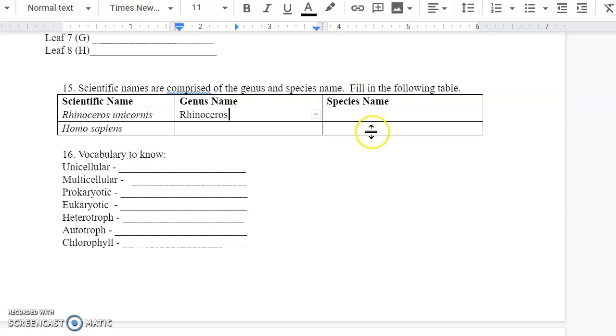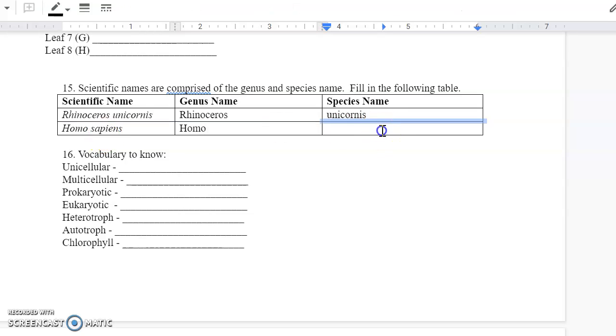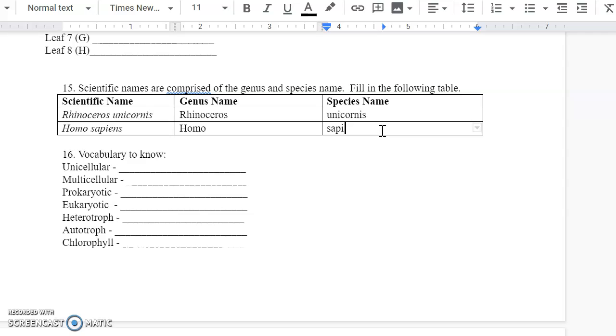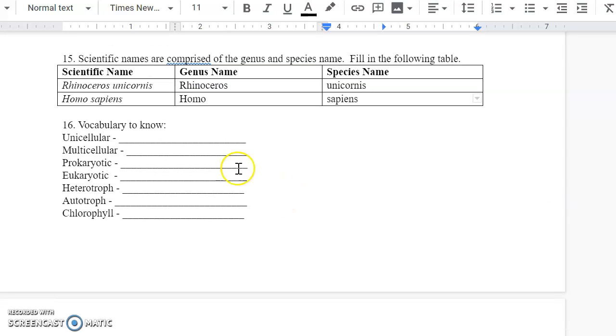Okay, Rhinoceros, and then our species name is that second name, and it is not capitalized. It's always lowercase when we're writing a scientific name. So unicornis. Rhinoceros unicornis. And then Homo sapiens, that's humans. Our genus is Homo. It's capitalized. Species sapiens, and it is lowercase. Homo sapiens.